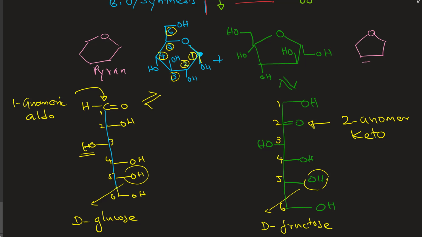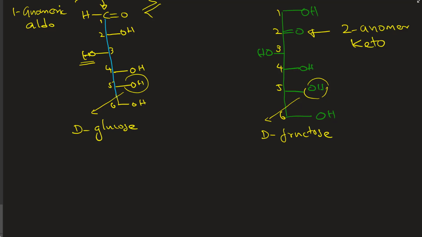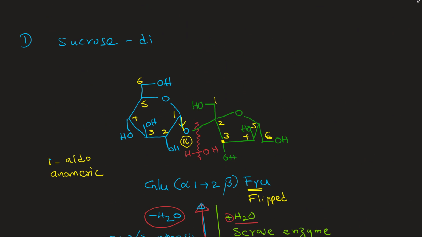Now the pyran ring is simply the hexagon and the furan ring is simply the pentagon, right? So that's how you can memorize the shapes. Think about the Pentagon, the building, right?